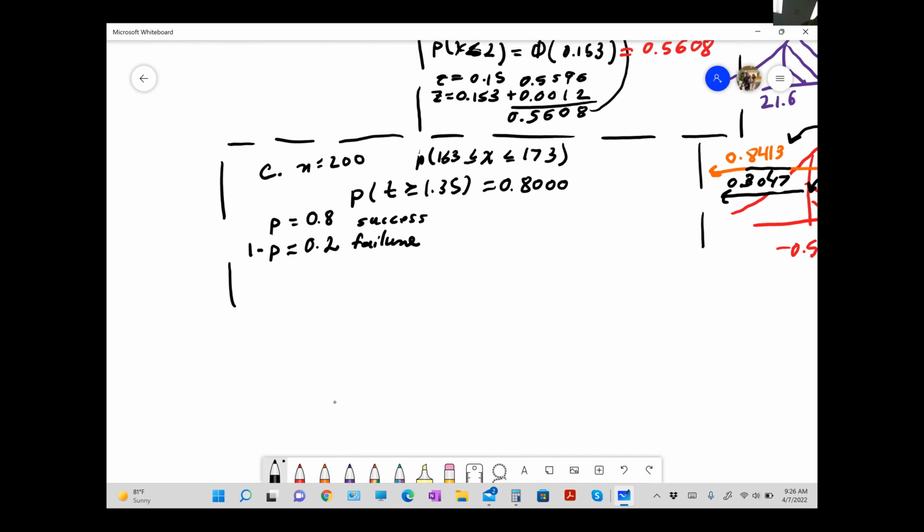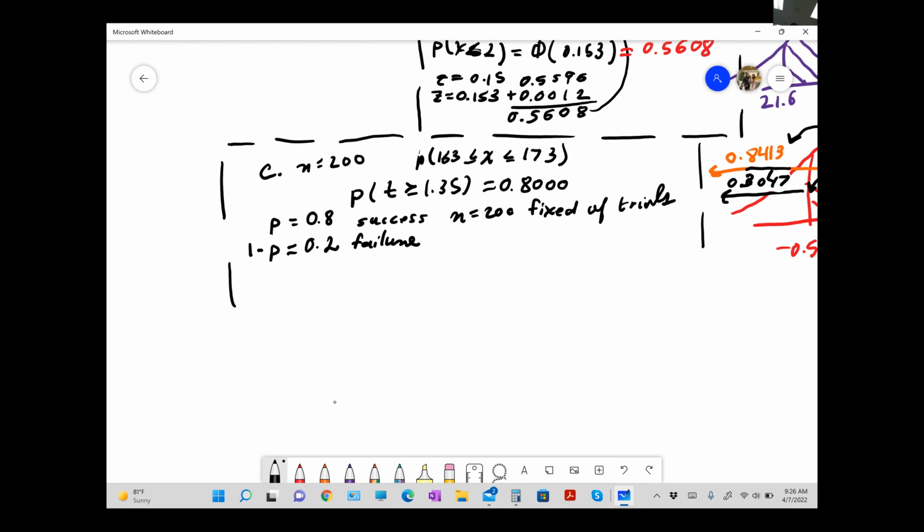Now we have a fixed number of trials, which is N. N equals 200. I'll put 2,000, which is the fixed amount of trials. And the probability stays the same. It's consistent, we can assume that. There's independence between each of the trials. And we have 200 days.